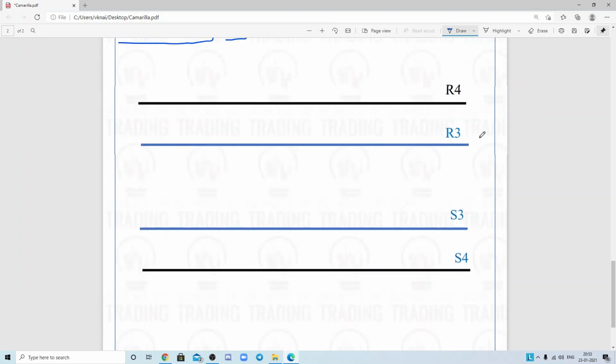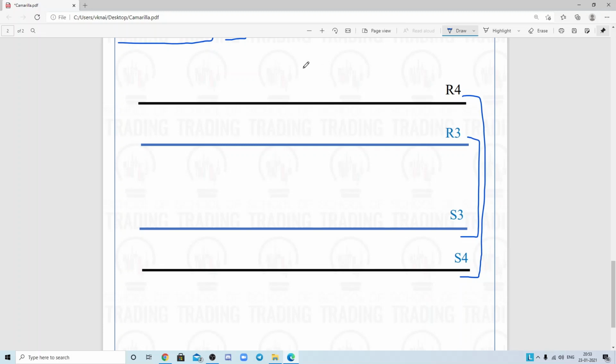Now, in order to understand better, what you can do is give R3 and S3 the same color, which is blue, or whatever color you like. And R4 and S4 can be given the same color. Here I have given black.